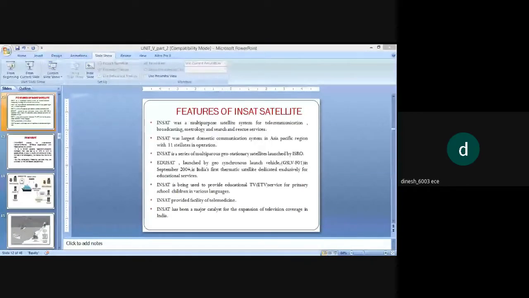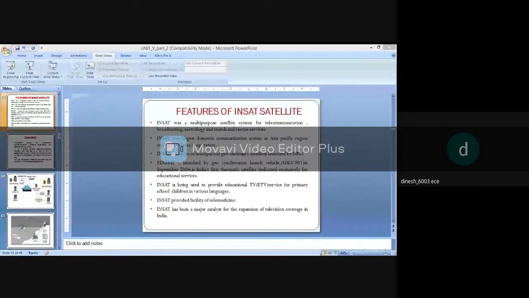occurs in the common system at C band, which is at 4.6 gigahertz. So this is your space segment for Inmarsat, which has 4 GEO satellites to provide global coverage.